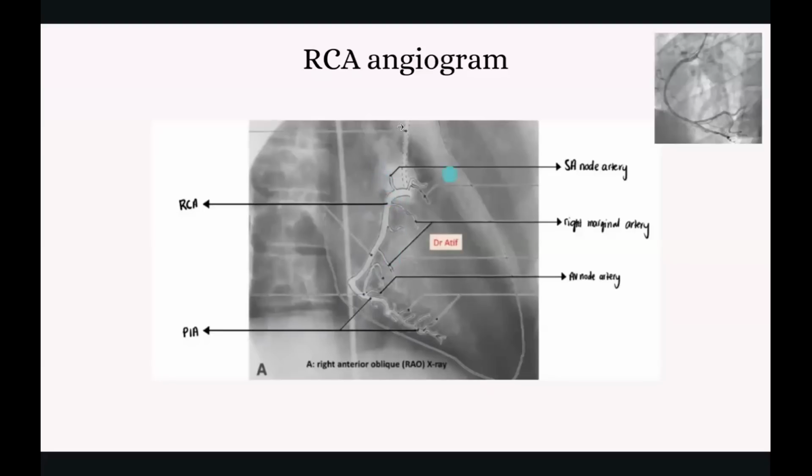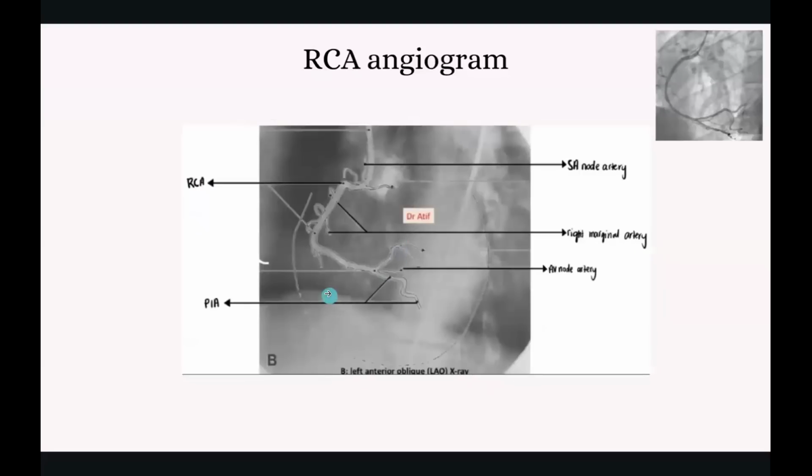So the SA nodal artery would be more at the top. The AV nodal artery will be branches from the bottom here. And then the right marginal coming off directly from the right coronary artery. I'm not sure if they'll ask you about the small branches. Focus on the main ones and try your best to identify these as well.